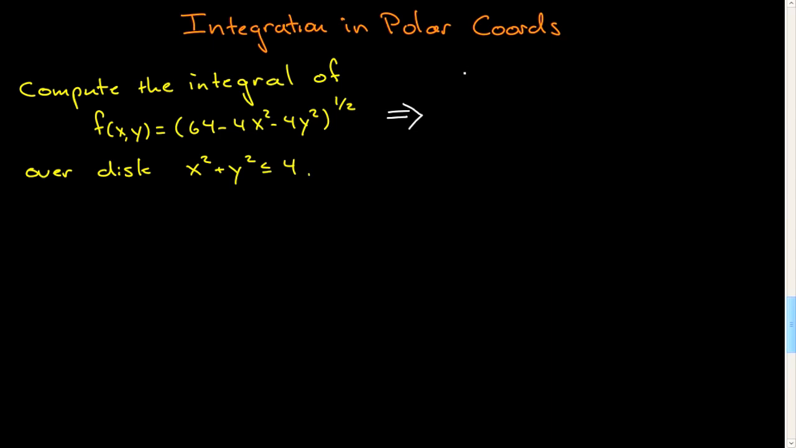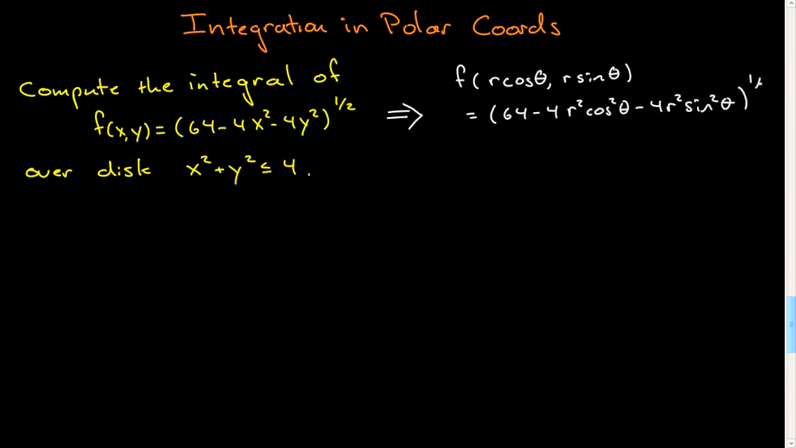So what you would formally do, in this case it's rather obvious, but in some cases where it's not, you actually make the substitution for x. So x is r cosine theta, and y here is r sine theta. So in f of x, y, you make that substitution, and you'll get (64 minus 4 r squared cosine squared theta minus 4 r squared sine squared theta) to the 1/2. Okay, so I just substituted in for x and y here, r cosine, r sine.